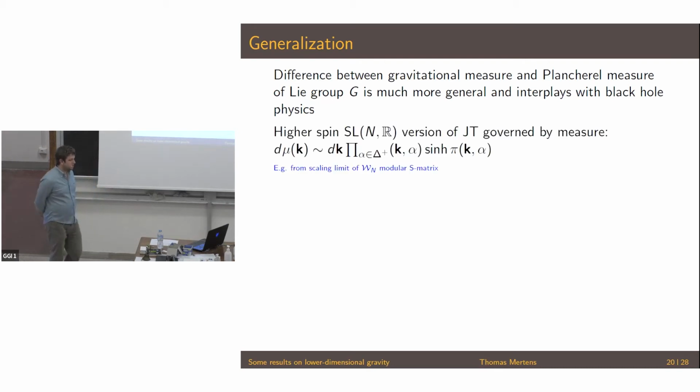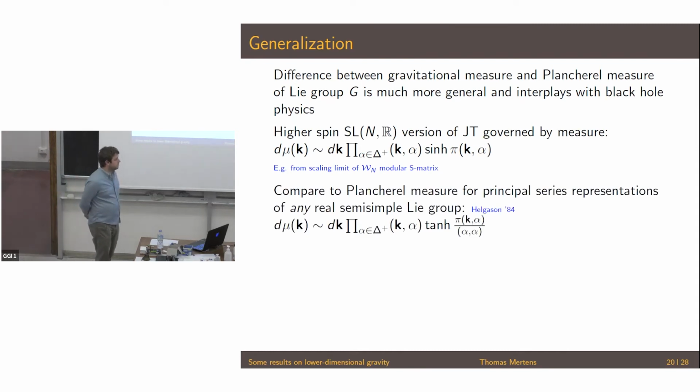So, well, let's be a little bit specific and focus on the SLN-R version. So this is the higher spin version of JT gravity. In that case, one can argue that the gravitational measure that is relevant is essentially k sinh pi k, but you just take a product of these for all positive roots in the algebra.